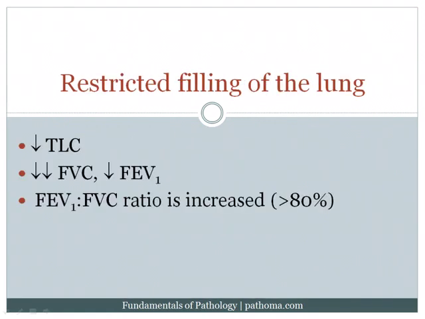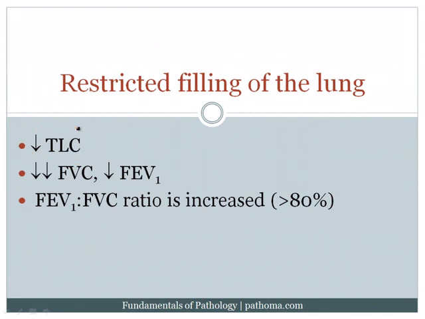So the first principle that you have to keep in mind is that in a restrictive disease, you're restricted from filling the lung. There's a problem with the ability to fill the lung. Now remember that in an obstructive disease, the problem was the ability to empty the lung. In a restrictive disease, the problem is the ability to fill the lung. If you can't fill the lung, obviously the total lung capacity is going to go down. If you can't bring air into the lung, the total lung capacity measures how much air you can actually hold in the lung. And if you can't put air in the lung, obviously the total lung capacity will be down.